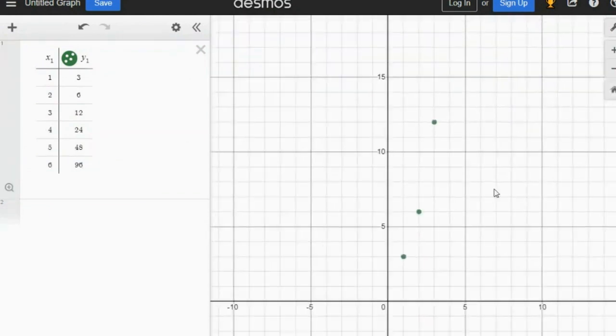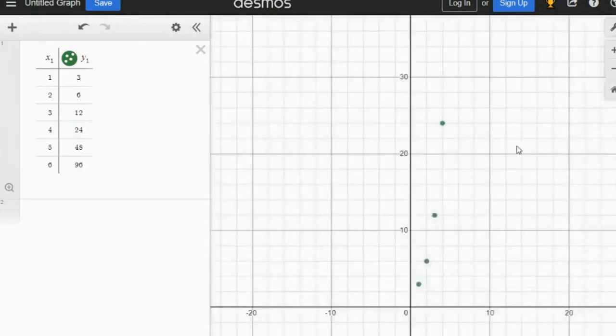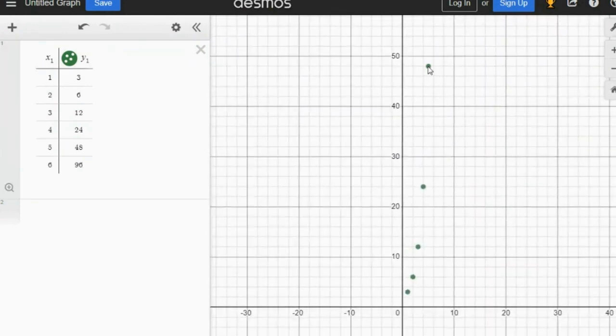So look at that. It graphed a discrete graph. See that? If I keep zooming out, I'll get all of them, there's the 48. And that makes a nice discrete graph. It's wonderful. Look at that. It does it all for me.